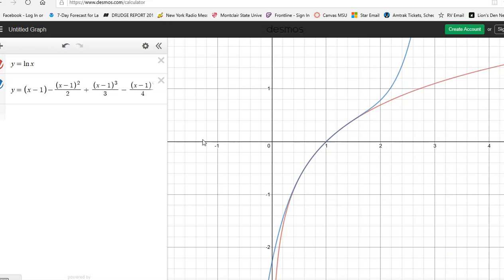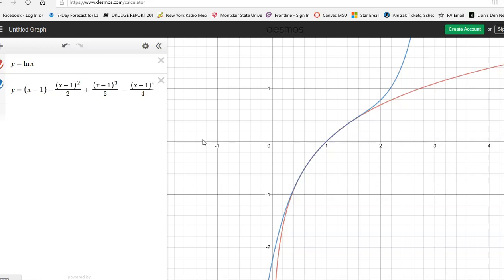We had said that it was centered at x equals 1, and it looks like that's where everything meets right in the middle. It looks like beyond 2, the graphs start to go apart from each other, and as it approaches 0, it becomes a bad approximation simply because the natural log has an asymptote at 0, and this polynomial doesn't have an asymptote, right? Polynomials just keep on going forever, so it doesn't know that this is a natural log function, and therefore it just keeps going.